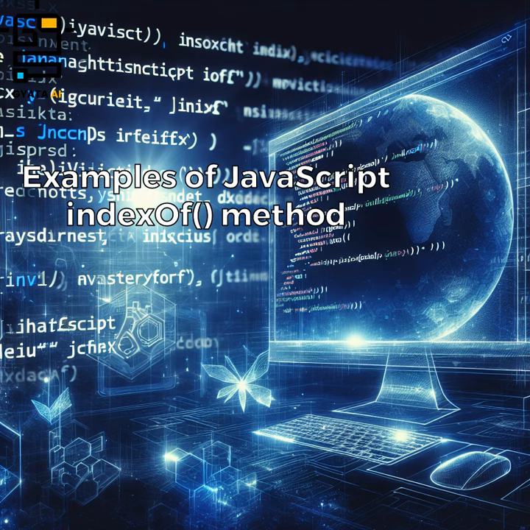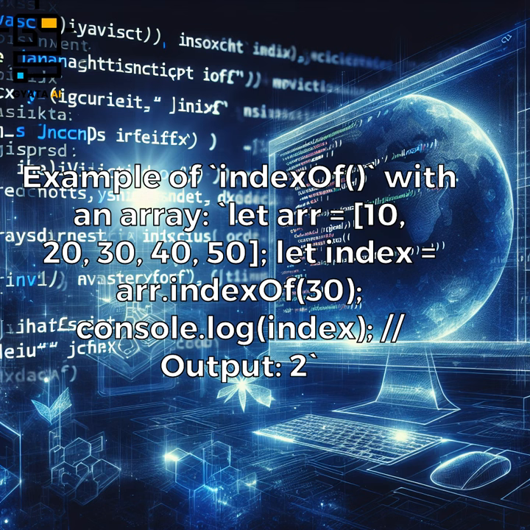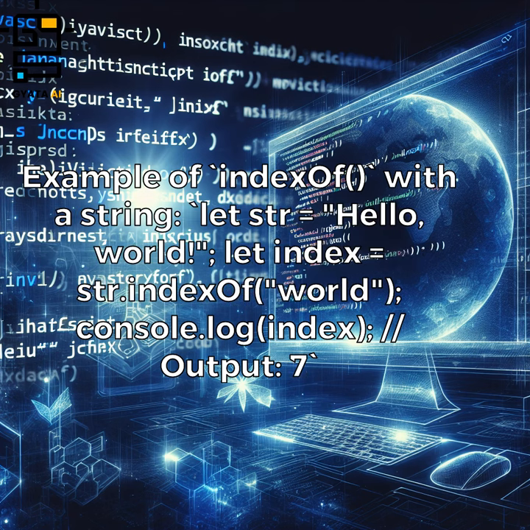Examples of the JavaScript indexOf method. Example of indexOf with an array: 10, 20, 30, 50, let index = arr.indexOf(30), console.log(index), output 2. Example of indexOf with a string: let s = "hello world", let index = s.indexOf("world"), console.log(index), output 7.